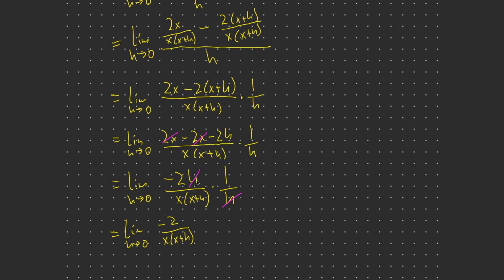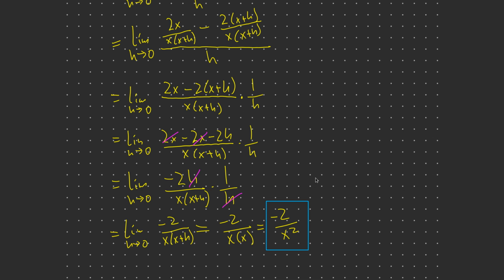In this case, we've gotten the h out of the denominator all alone, so we can just plug in h equals 0. So we can just plug in h equals 0, and we get negative 2 over x times x plus 0, which is just x. So this is negative 2 over x squared. Okay, cool. So this is our final answer here. This here, I can put it in the box, and this will be our final answer.